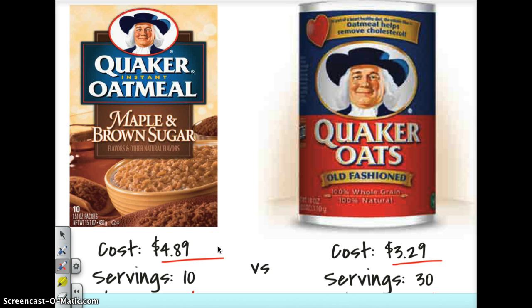So let's see the two unit rates. $4.89 divided by 10 would be about 49 cents. $3.29 divided by 30 would be about 11 cents. When you're looking for which one's the better deal, you want the cheaper price per unit. So the Quaker Oats Old Fashioned is a much better deal than the maple brown sugar. That may not be what you want, but when we're talking mathematically in terms of unit price, we just want the better deal, not based on opinion.